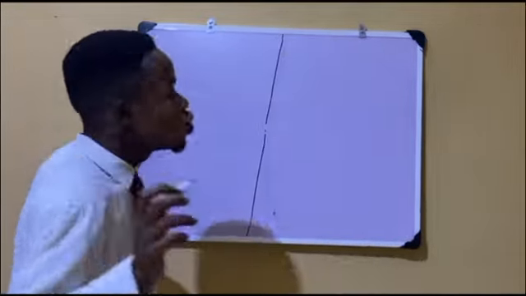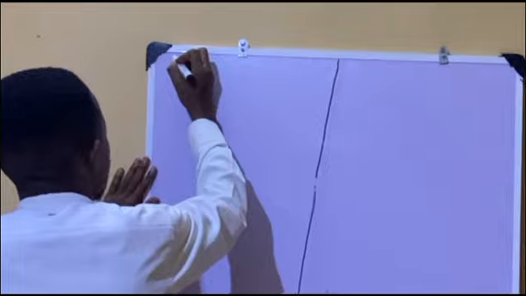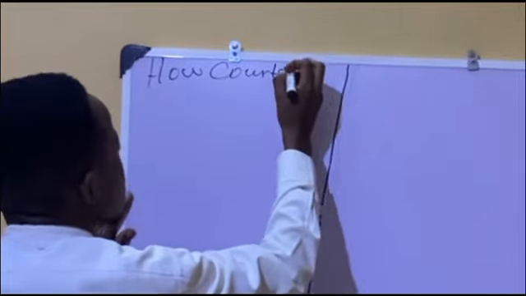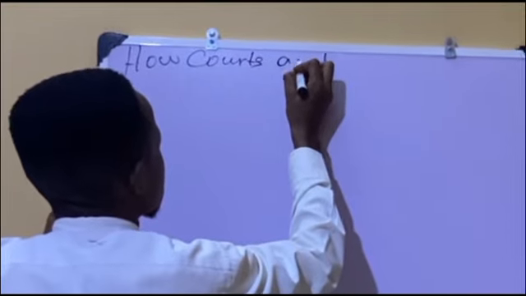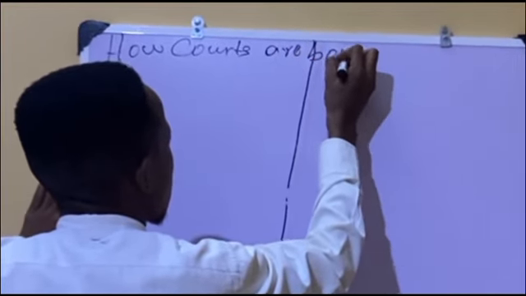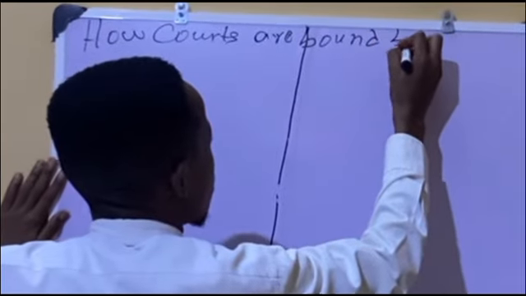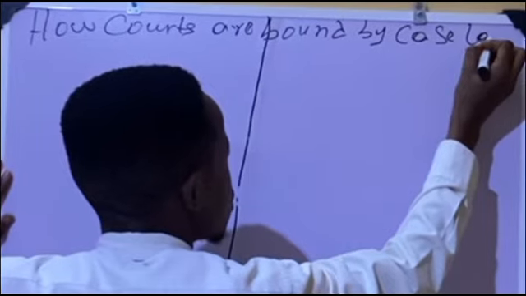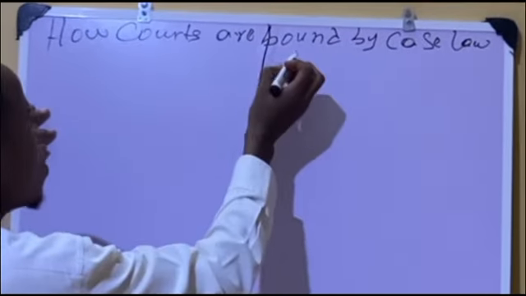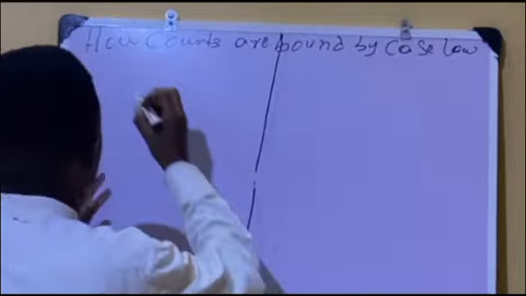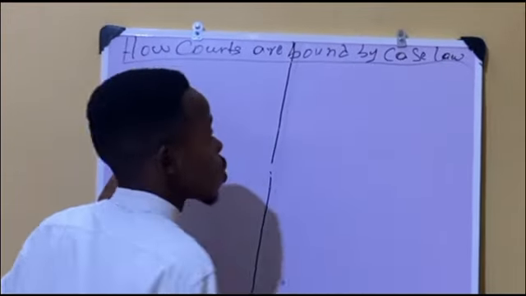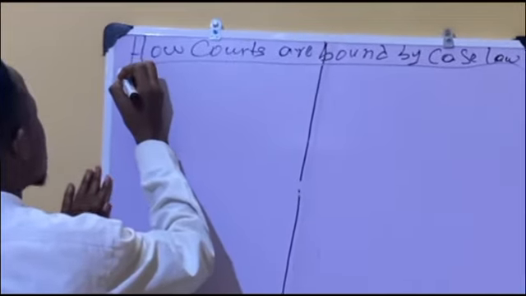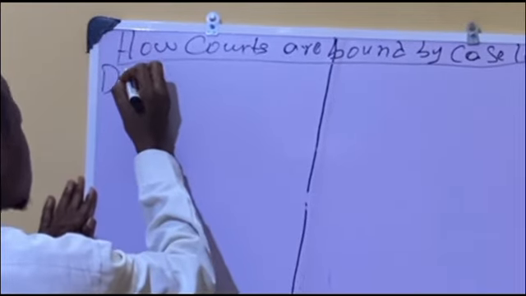So now we want to look at how courts are bound by case law, because it will be shorter. Now, when we talk about how courts are bound by case law, what I want you to understand is that we have persuasive precedent and binding precedent.